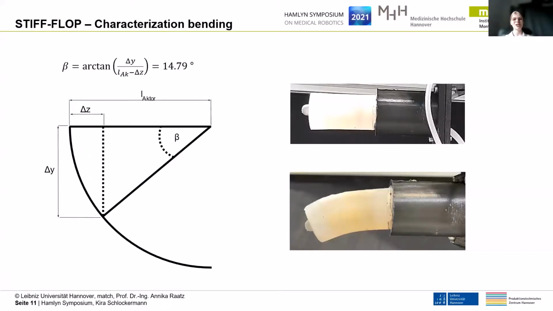On the right side, you can see the STIFF-FLOP module hanging in the test rig in the beginning and after pressurizing. The angle is calculated with the actuator length and the change in YZ axis, like we can see here on the left side.